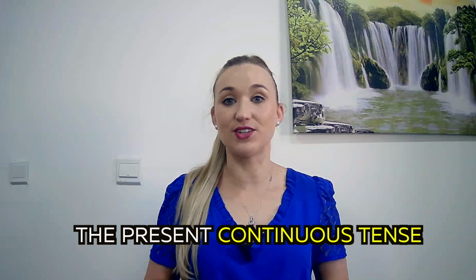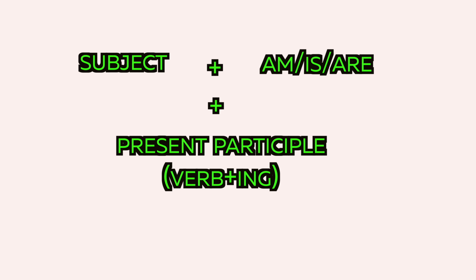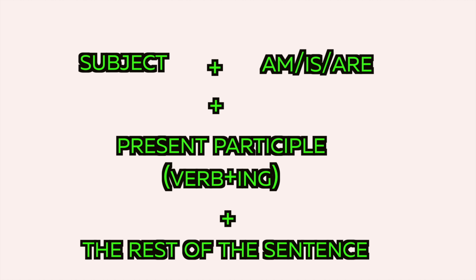Now that you can use the present simple, it is time to look at the present continuous. The present continuous, as the name suggests, is the form of tense that is used to denote an action that is ongoing or occurring in that current moment. It is also referred to as the present progressive tense, as they represent the action that is progressing in the present. There is definitely just one formula to mastering the present continuous tense, and this is how it goes. Subject plus am, is or are plus present participle, the verb plus ing, plus the rest of the sentence.